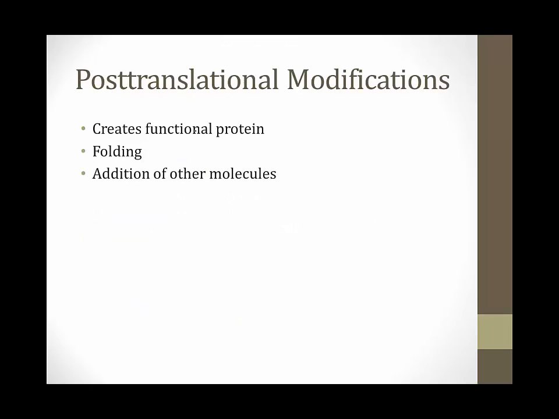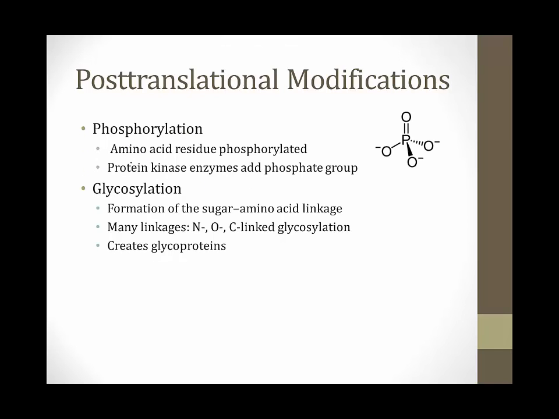After translation, many proteins undergo post-translational modifications. These are modifications to the protein molecule that are necessary to make it functional. They include things like folding the protein. They also often include addition of other molecules. I'll go through just a couple of examples of post-translational modifications. Phosphorylation is when an amino acid residue in a protein is phosphorylated, meaning a phosphate group is added. The enzymes that do this are often called kinase enzymes. They add phosphate groups to other structures.